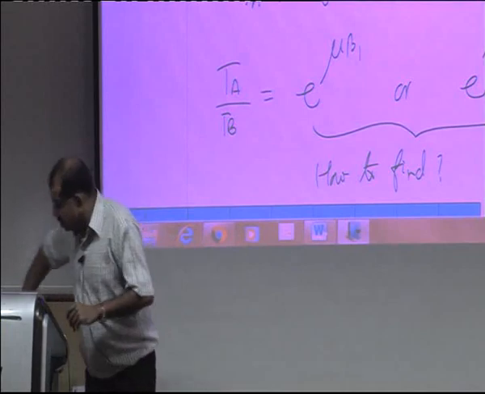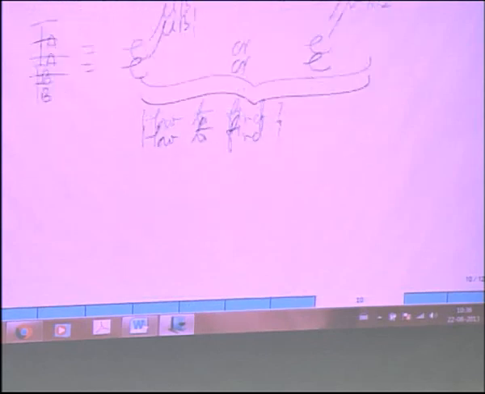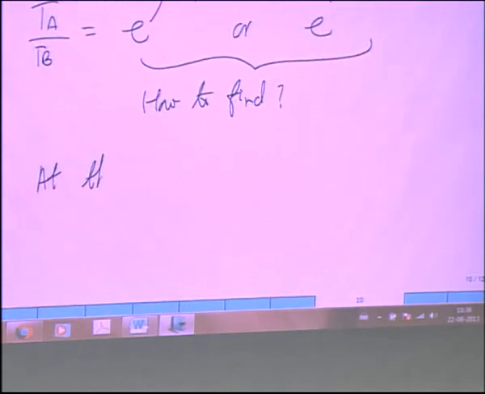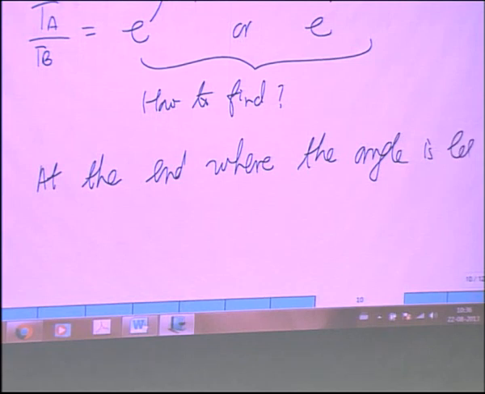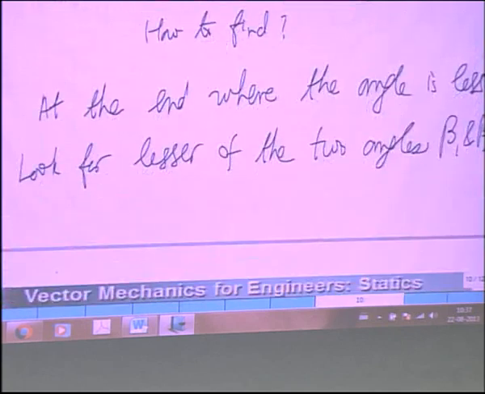So how to find this? Slip will take place at the end where the angle is less, so look for the lesser of the two angles, beta 1 and beta 2.